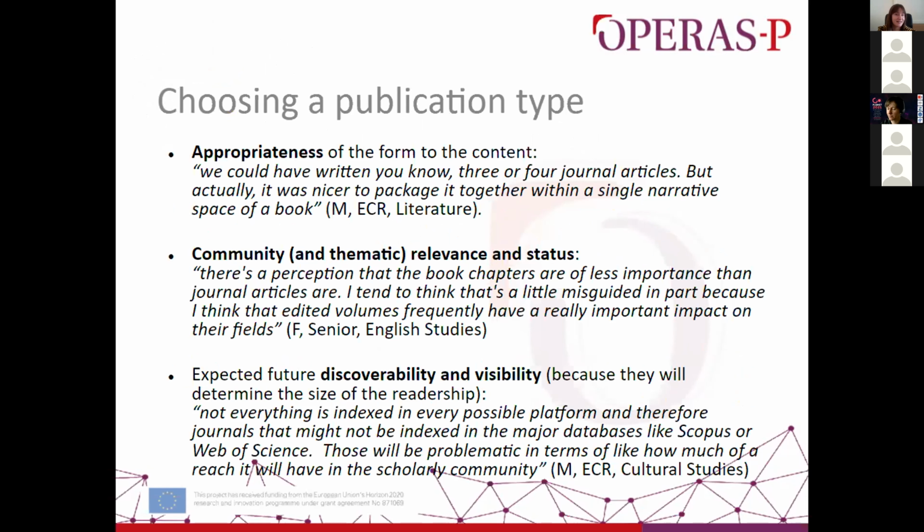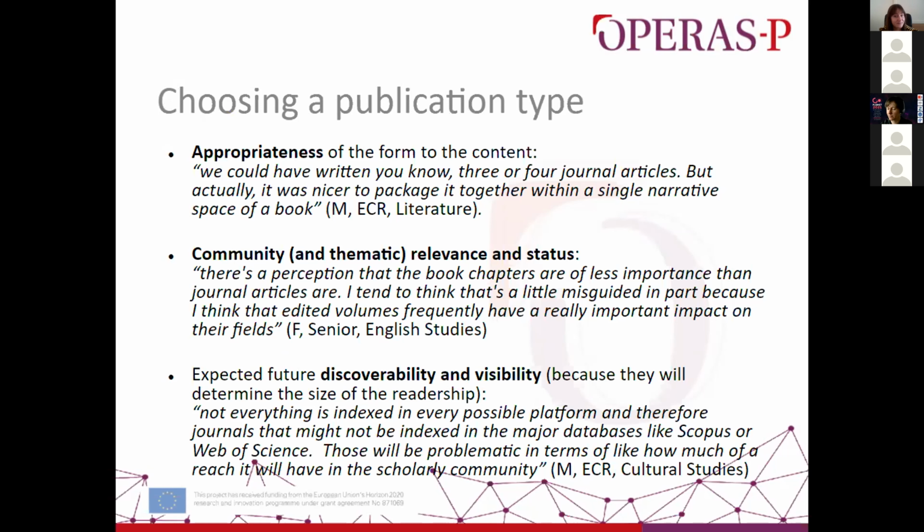As it turned out, in terms of choosing a publication type, like I said, there are a lot of factors. So one of them is whether a certain form is appropriate for what we want to write. And several scholars remarked that even if they know that the formal evaluation system will not go in their favor, if they believe that a certain form will be the most appropriate for what they want to say, they will go with that. I will not read the quotes, but I welcome you to read them. I will comment on the factors themselves.